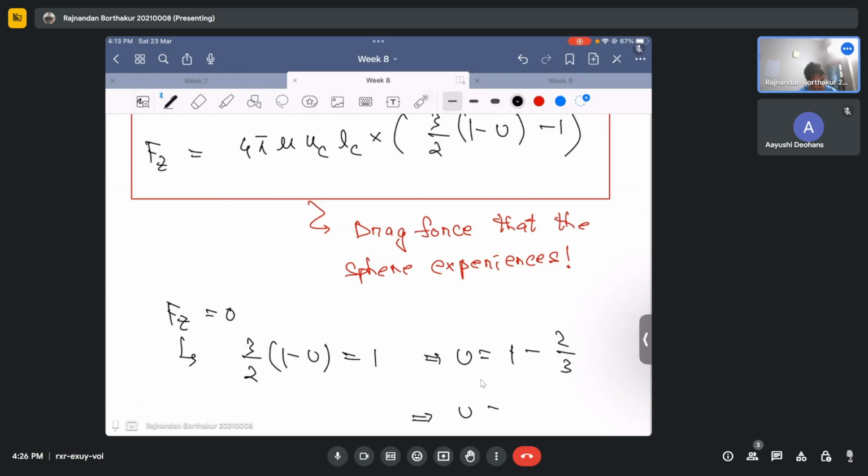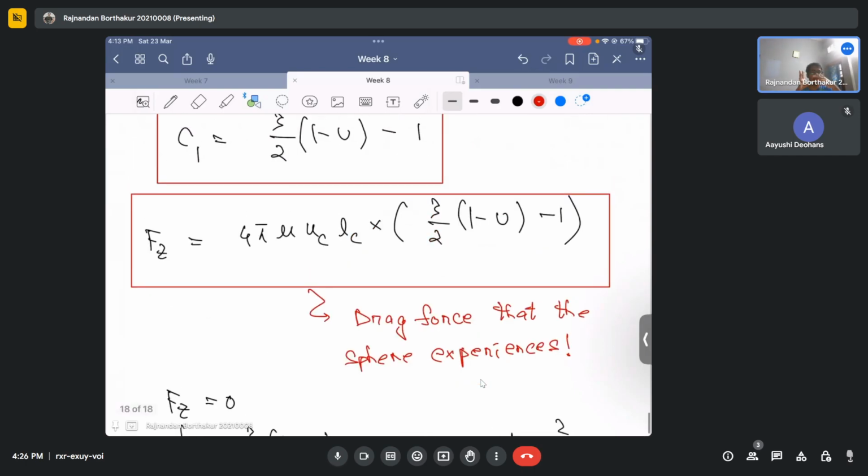So I think this is fine. This will go that side. So 1 minus 2/3 is what? It's just 1 by 3. So that's it. This is the non-dimensional velocity with which the sphere would move, by enforcing the fact that the net force on the sphere is zero.